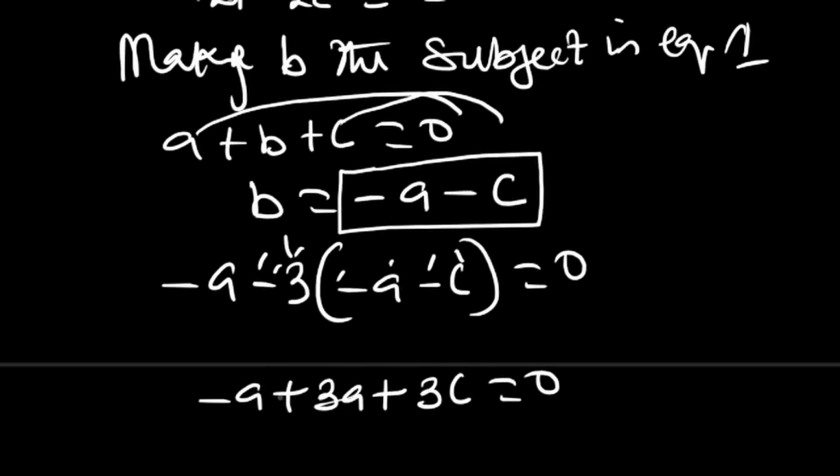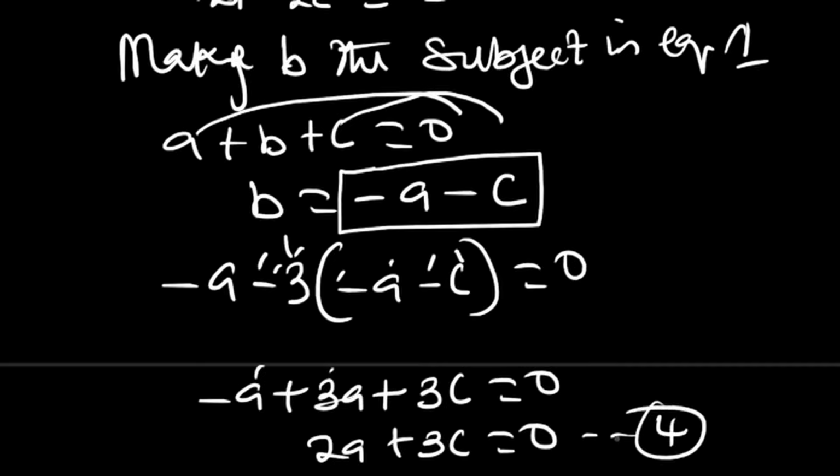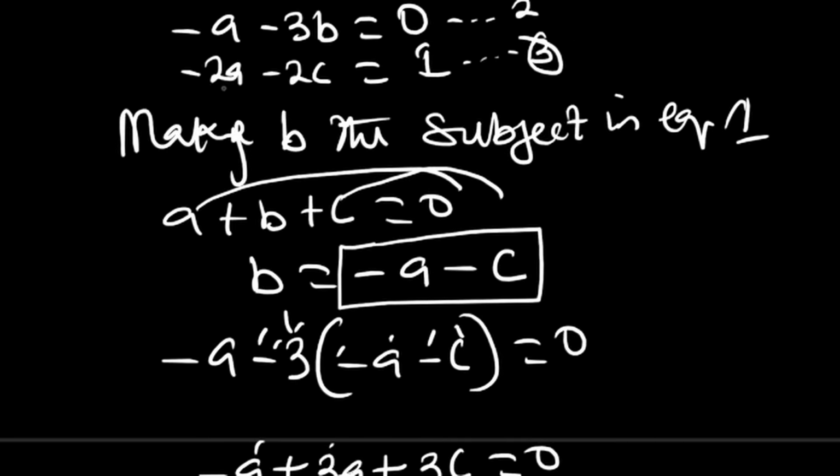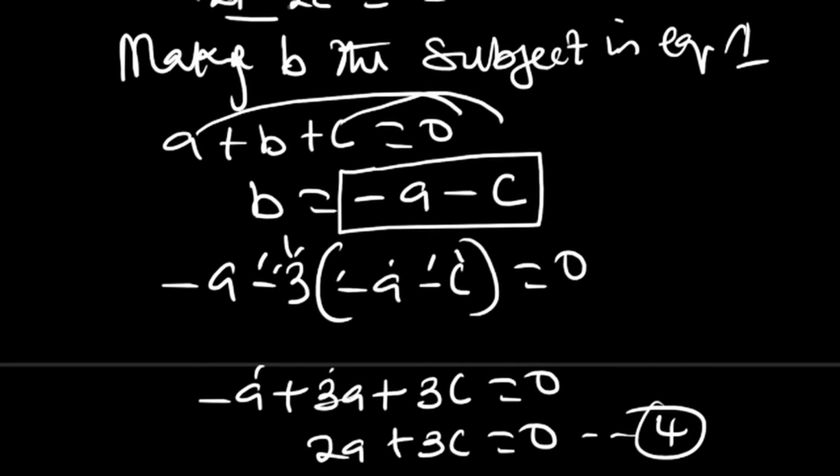All right. So we can now collect like terms. Minus a plus 3a will give us a 2a. And then we have our 3c left. This is equal to 0. Correct. We can now call this our equation 4. Have you seen right now that we have successfully removed b? And now we can solve these two equations. We can now solve equation 3 and equation 4 simultaneously.